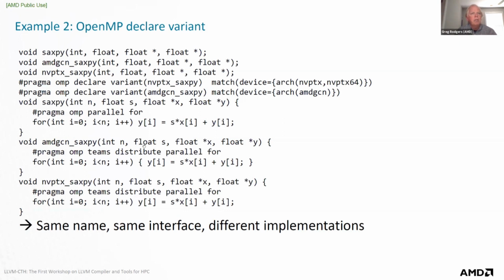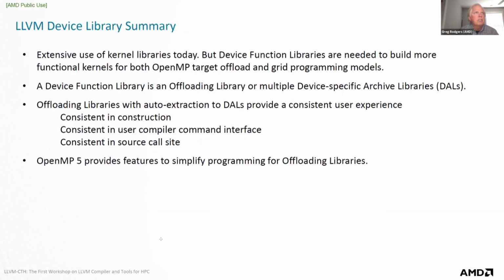So this is how you can use declare variant, which, by the way, has a lot of options. Again, you need the hero programmer to really understand all the things that you can do with declare variant. But this is not something that the users are going to do. This is a component of the offloading library, so we're really trying to make the same interface for the users.